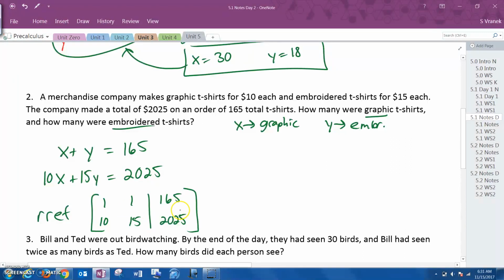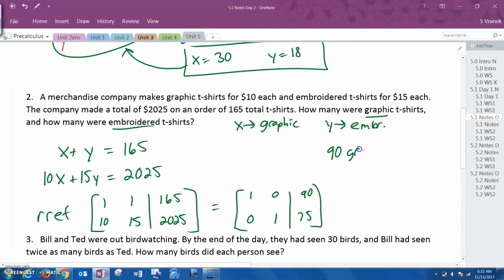So remember, this one's called the augmented matrix, the one that you write down first. Then the reduced row echelon form one is the one you get when you type it into the calculator. Okay? And when you type this in, you get 1 0 90 and 0 1 75. Alright, which means that there are 90 graphic tees, because that's what x was, and 75 embroidered tees.